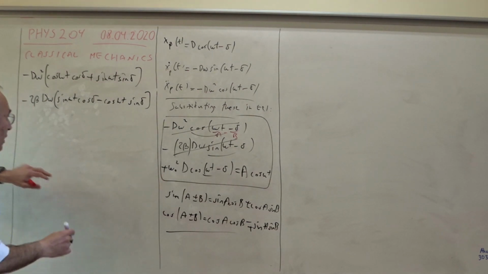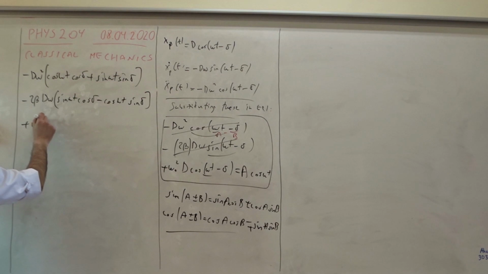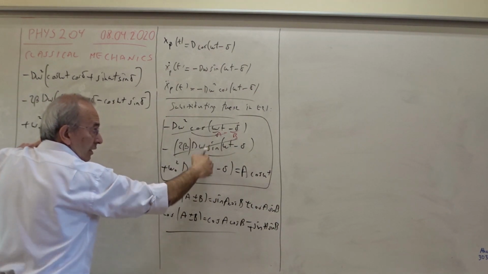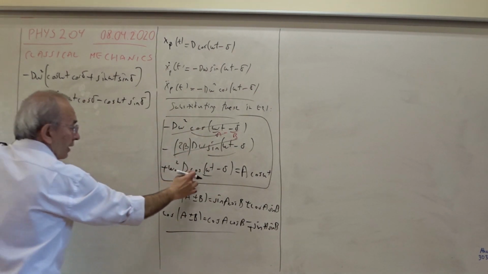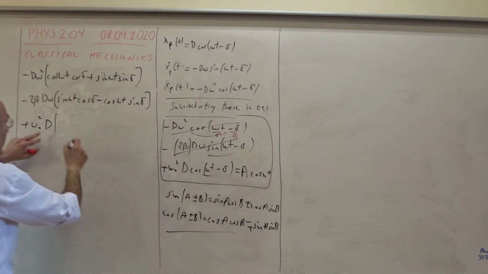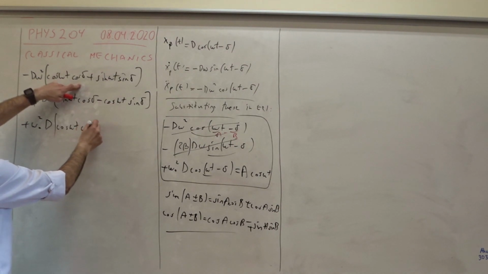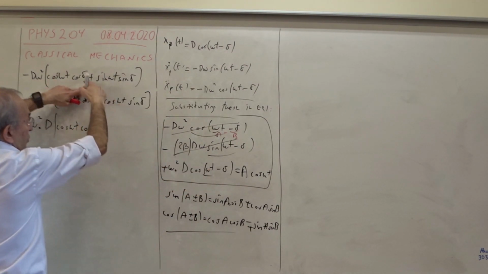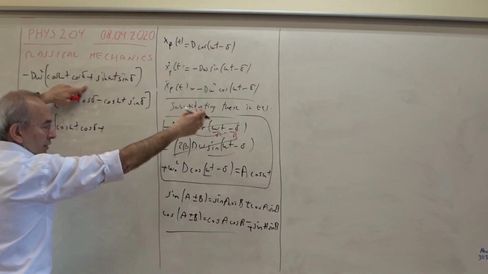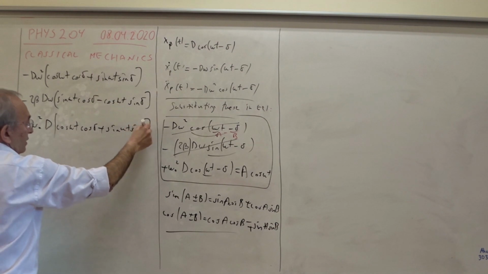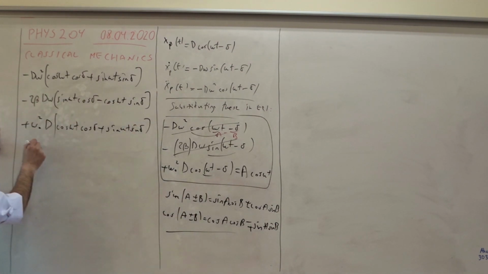Third line we have plus omega 0 squared times A D. Again we open this cosine just like the first line. Cosine A, cosine B, cosine omega t, just like the first parenthesis, cosine delta, negative, positive, so we have positive sine omega t, sine delta. On the right hand side we have A cosine omega t.